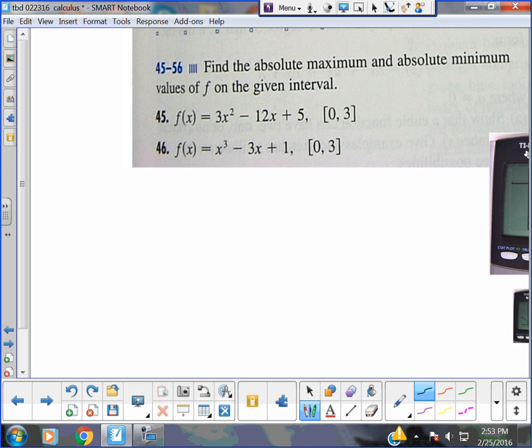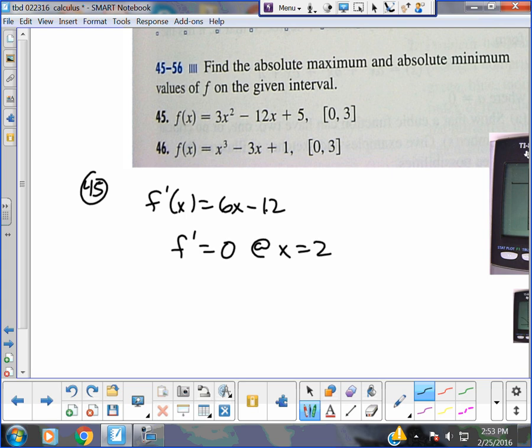So on 45, first thing I do is I take the derivative. F prime of x equals 6x minus 12. I find that f prime equals 0 at x equals 2. So that is a critical point. 2 is inside the interval. So I don't have to do the first and second derivative rule this time. I could, but I don't have to. I just have to know max and mins.